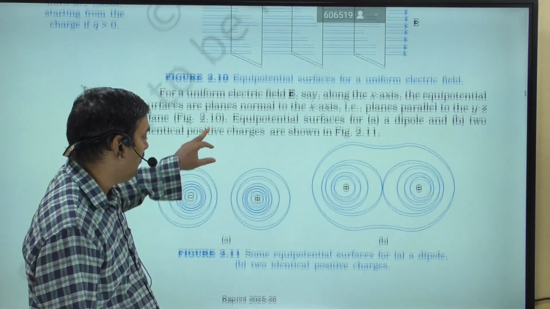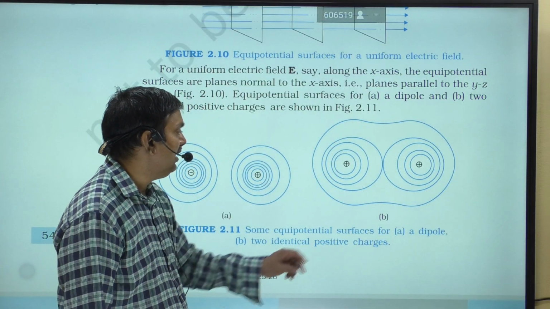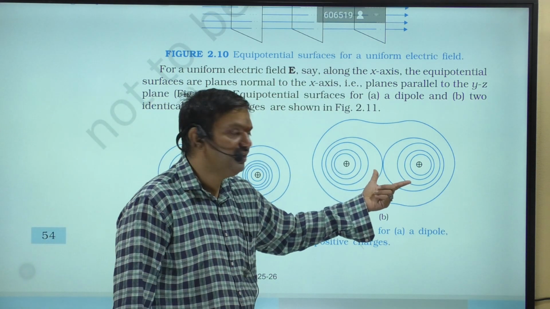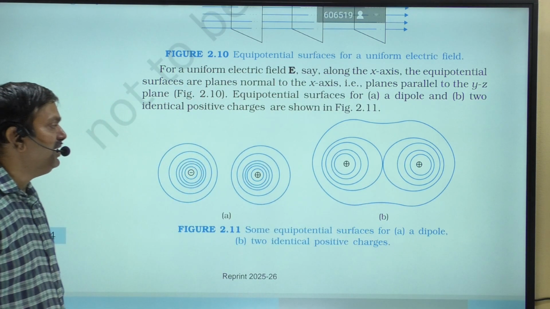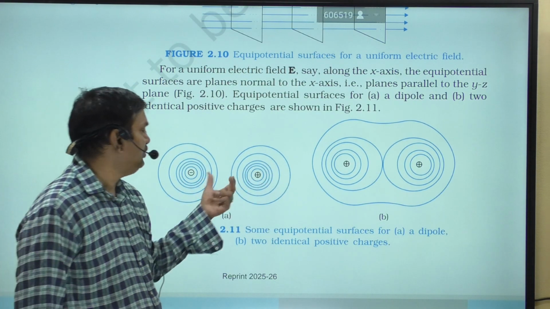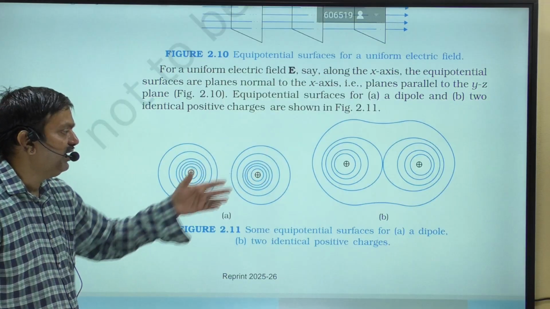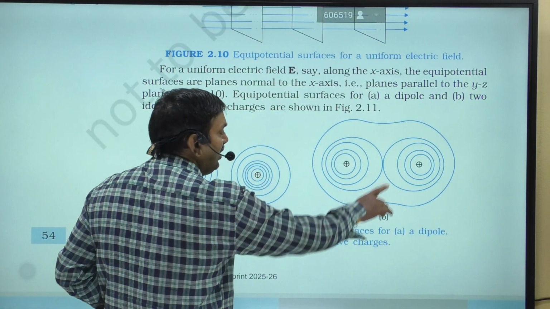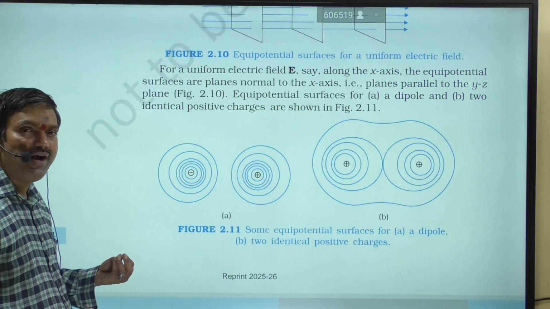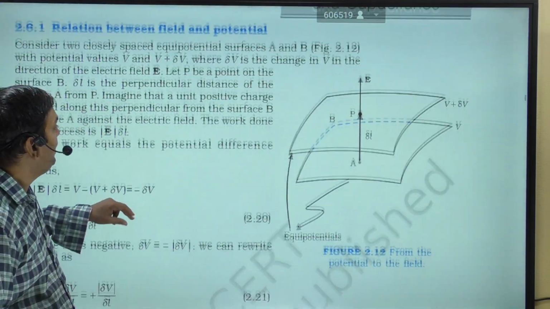We call them equipotential surfaces. So some of the equipotential surfaces for a dipole and for two identical positive charges. As you see here, for a dipole, this is how they exist. For two positive charges, there is a small difference, right? Potential depends not only on Q but also on R. So when you take a dipole, this is how it is. When you take two identical positive charges, that is how the equipotential surfaces look. The lines drawn in blue color are all equipotential surfaces. That means all the points lying on those blue lines have the same potential. Fine. That is how we define it.